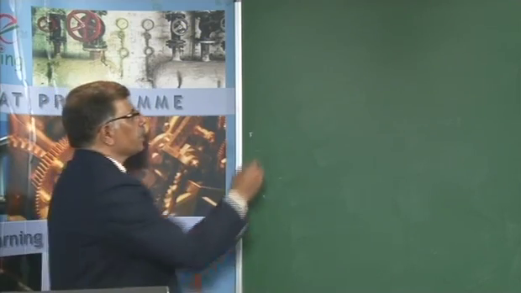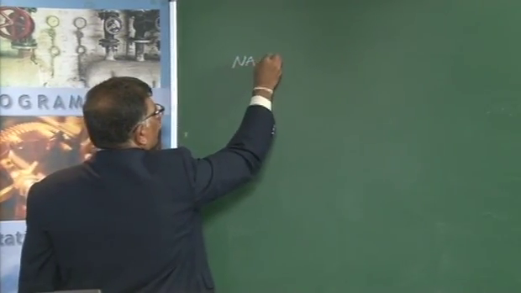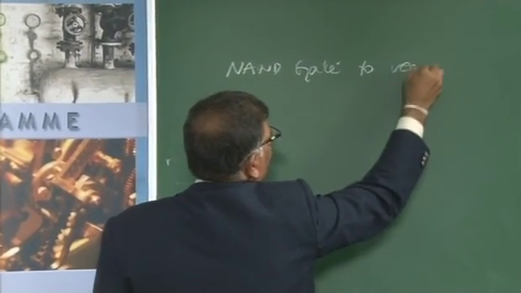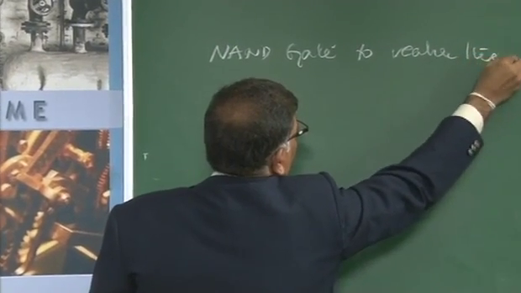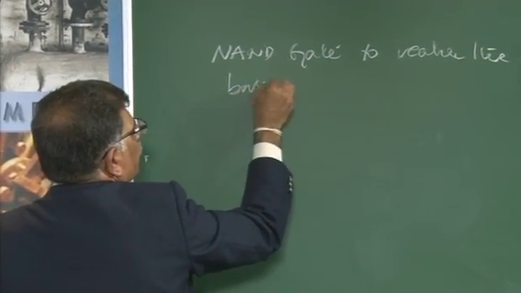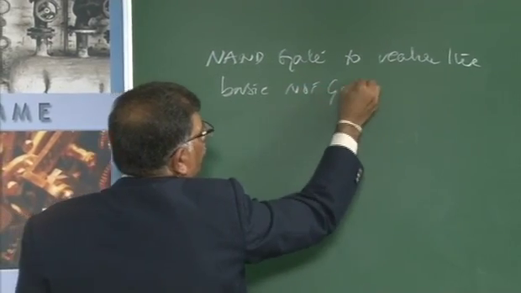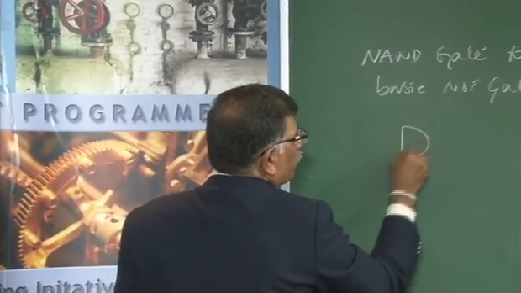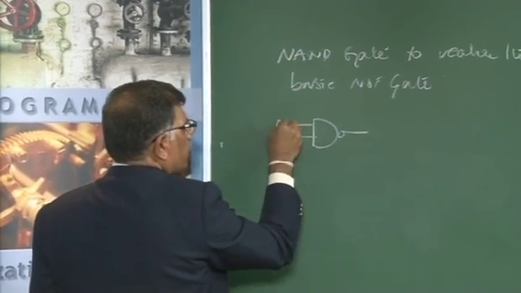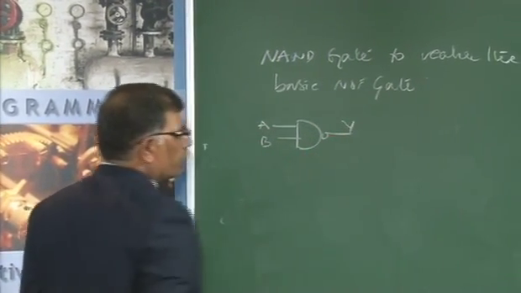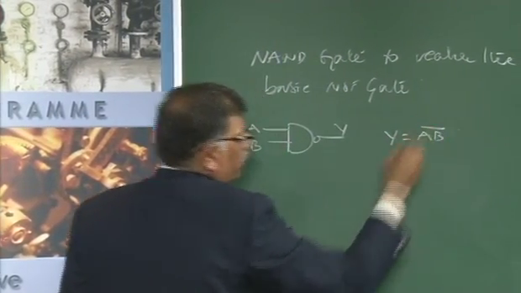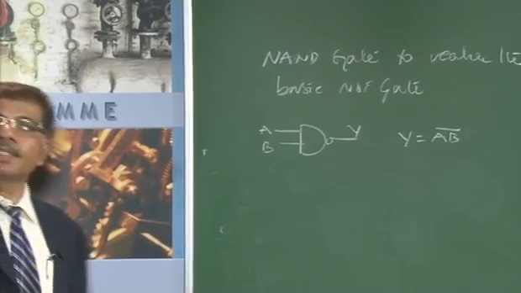First, I will use a NAND gate to realize the basic NOT operation, the basic NOT gate. That means I will be using a NAND gate to work like a NOT gate. As you know, the NAND gate representation is something like this, with inputs A and B, and the output is equal to Y. The logical expression for this is AB whole bar. I wanted to use this gate as a NOT gate.